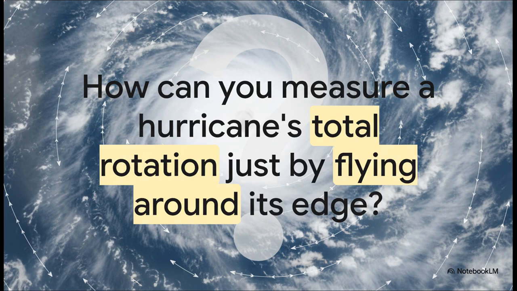Imagine you're a scientist. How in the world could you measure the total swirling energy inside a massive hurricane? I mean, you can't fly through every single point, right? But what if I told you you could get that exact answer just by measuring the wind as you fly around its outermost edge? It sounds impossible, but this is exactly the kind of profound problem these theorems solve.